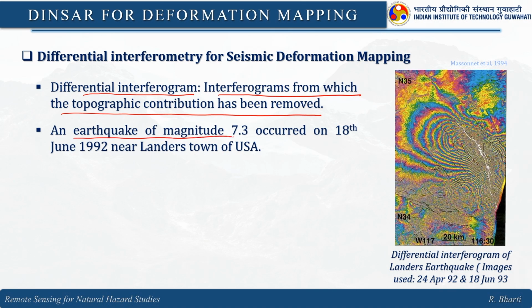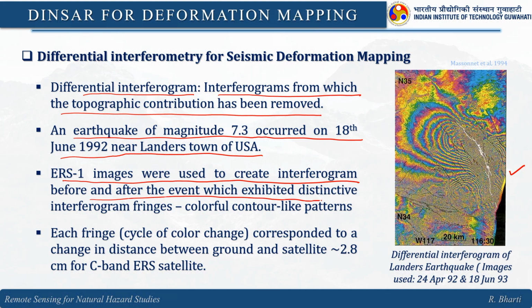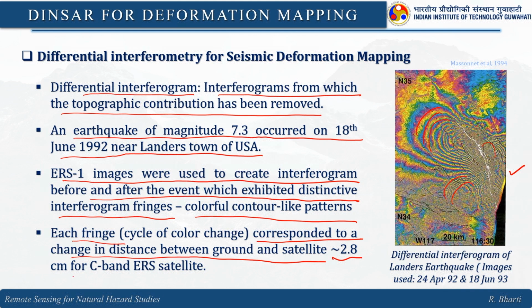An earthquake of magnitude 7.3 occurred on 18th June 1992 near Landers town of USA. So, here is the interferogram. ERS-1 images were used to create interferograms before and after the event, which exhibited distinctive interferogram fringes, colorful contour-like patterns. Here you can see these fringes, right. Each fringe corresponds to a change in distance between ground and satellite of about 2.8 centimeter for the C-band ERS satellite, right. So, this is from this particular paper.